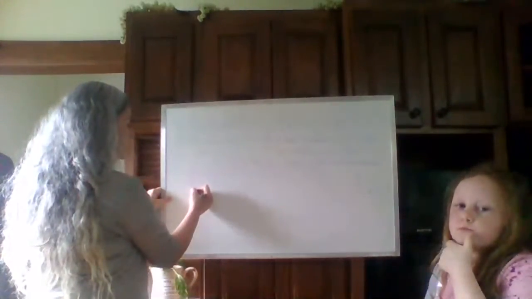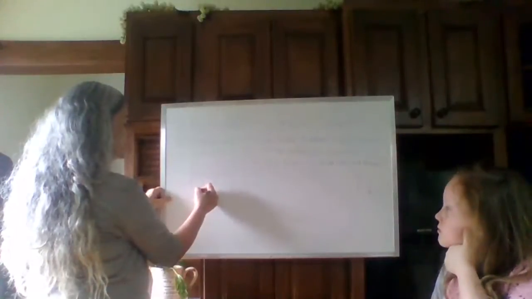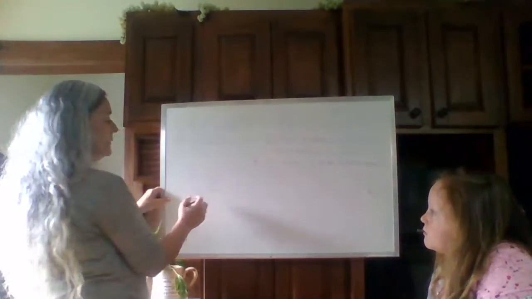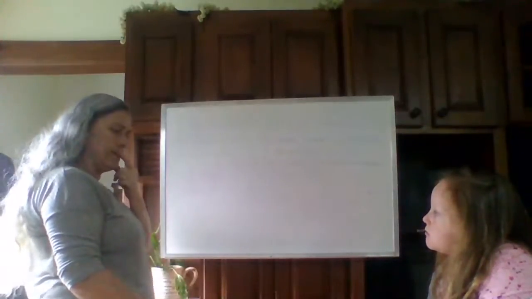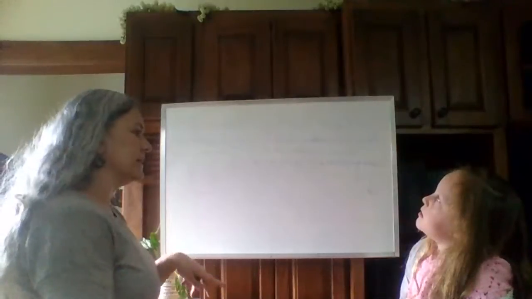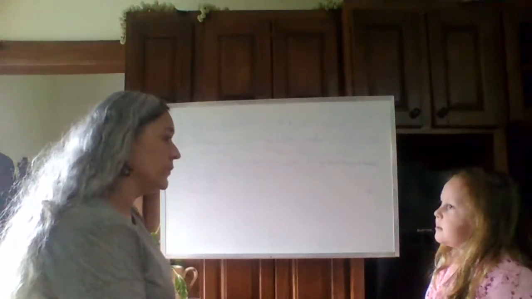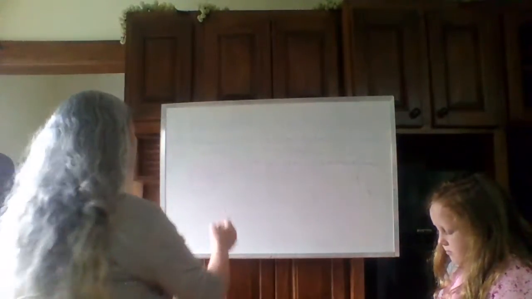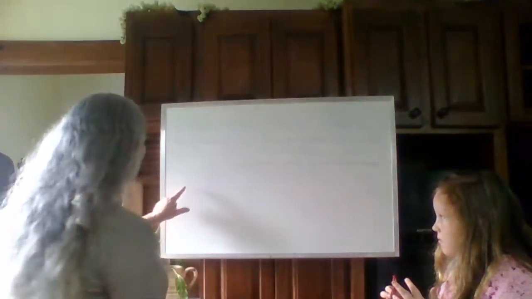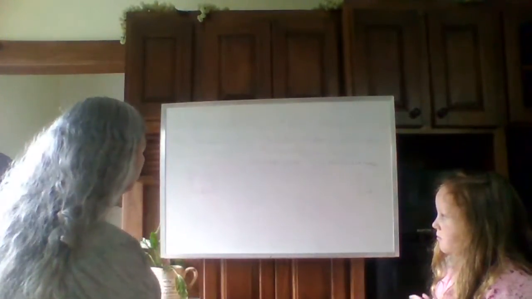So we have 8 times blank equals 16. We just have to fill in that blank. What could it be? 8 times blank is 16. 2. Okay, so 8 times 2 is 16.